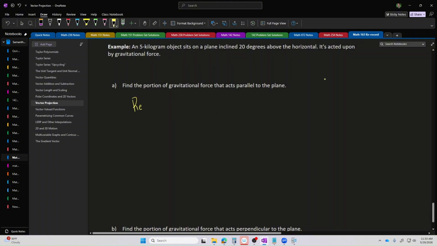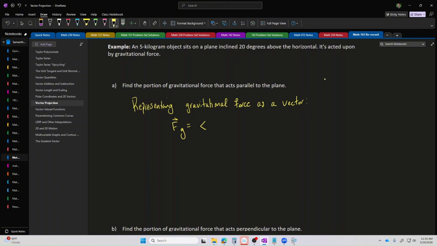So first of all, representing gravitational force as a vector. For a 5-kilogram object, the gravitational force vector would point straight down with a magnitude of 5 times g. So it would be negative 49 in the y direction.